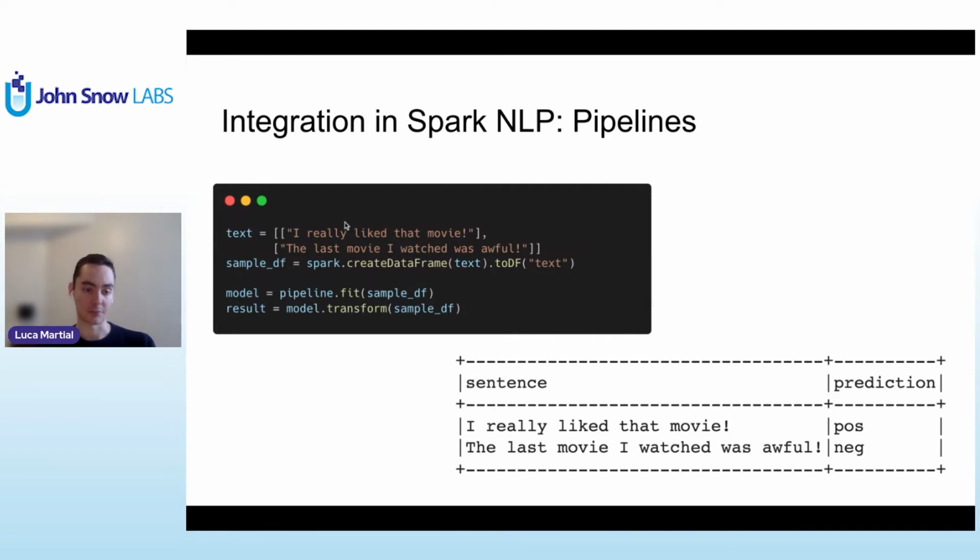We create a Spark data frame with these 2 sample texts. Again, fit the pipeline, which creates a pipeline model, which can then transform the data frame and come up with these predictions. So "I really like that movie." Of course, that's a positive review. And "The last movie I watched was awful" is a negative review.